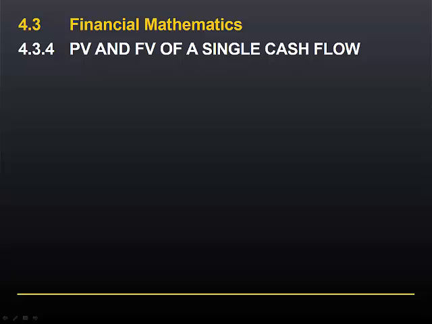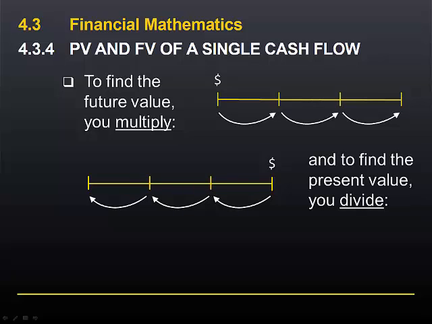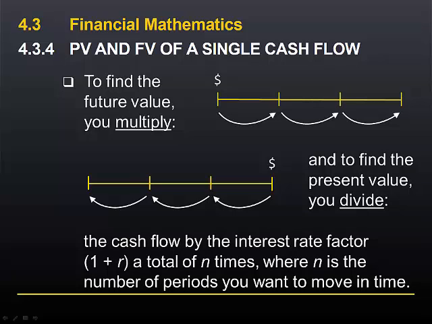We can move the cash flow into the future or to the right along a timeline by repeatedly multiplying by the interest rate factor. And we can move it into the past or to the left along the timeline by repeatedly dividing by the interest rate factor. We do this n times, where n is the number of periods we need to move the cash flow into the future or the past. In this module, we will take advantage of two equations which can make that process easier.